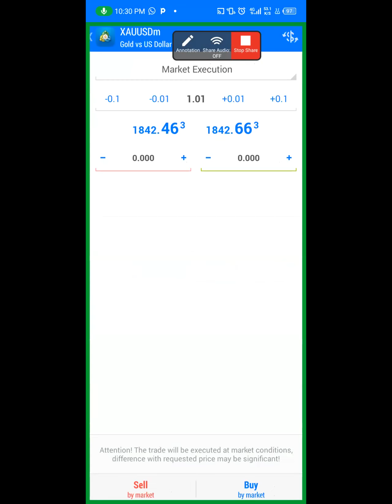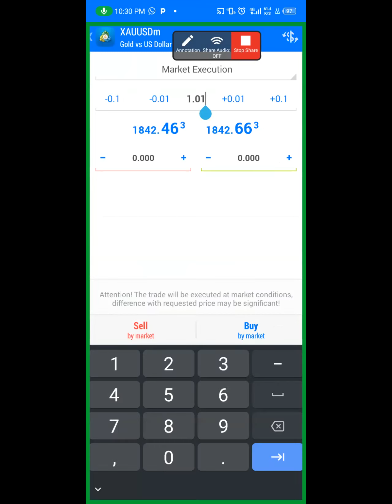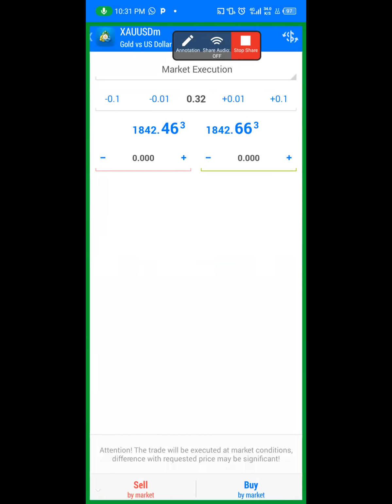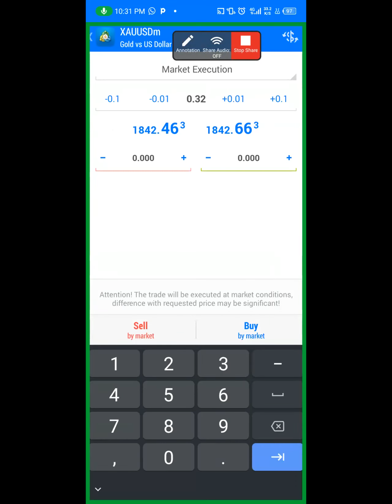So, guys, I want you to know what it means now. When you come here, look at exactly where the price is now. When the market opens, this is where the price is. So what you just do is you clean this one. If you're using a $10,000 account, you enter that figure, 0.32, and you click sell.